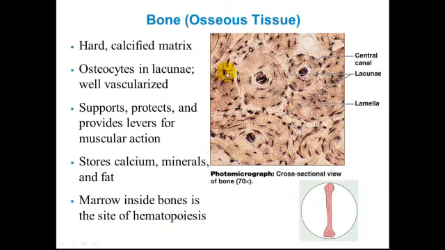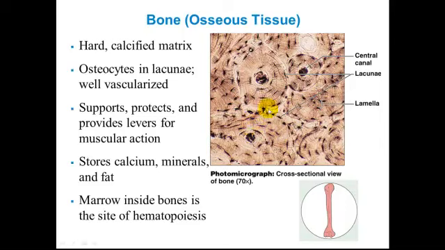Bone, one of the most important things is that it's hard. The matrix of bone is hard and calcified. The lacunae would be these small dark areas here. The osteocytes would be within them. These larger dark areas here, if you can imagine these looking like concentric rings, this is what's called the central canal. Bone has in its organization, it is built to withstand pressure, to be hard, and to be strong.